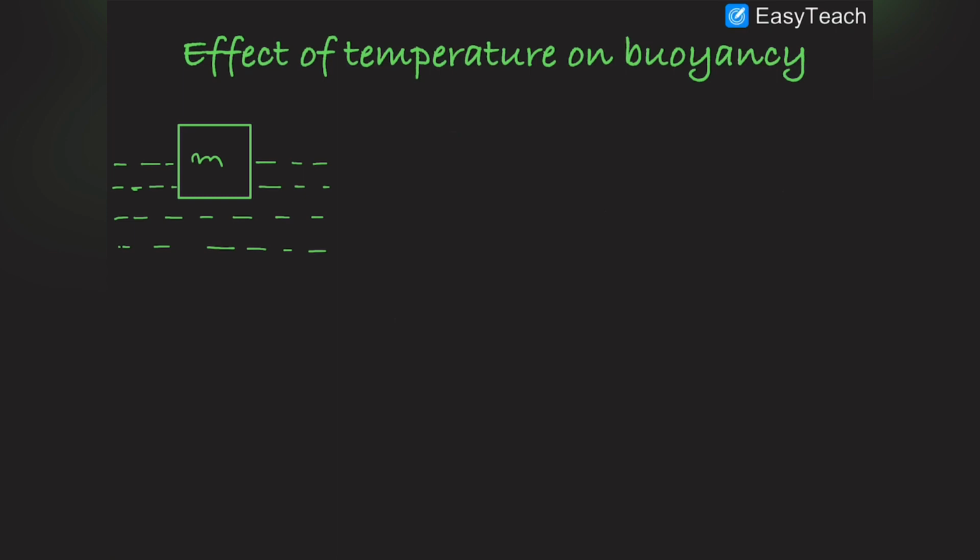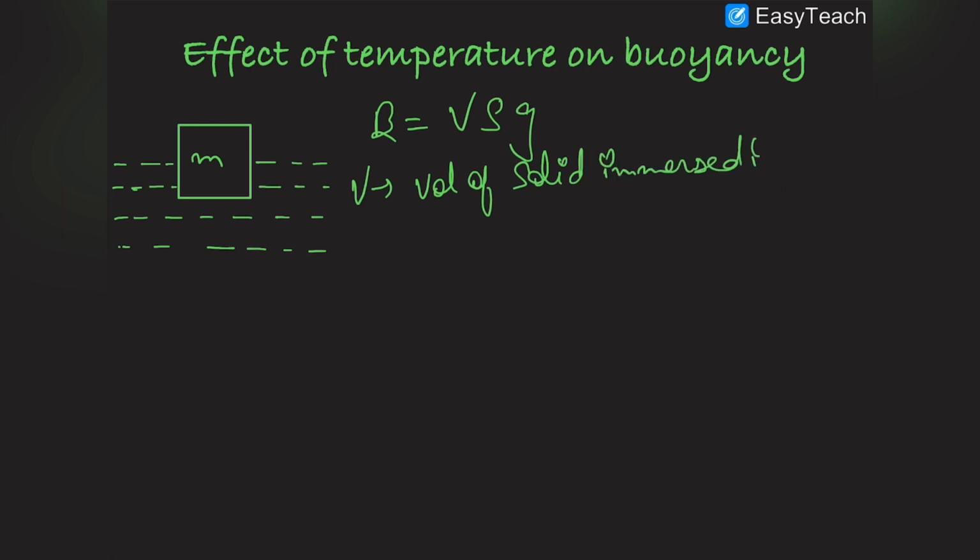We know that buoyancy is equal to V into rho into g, where V is the volume of solid immersed in liquid and rho is the density of liquid. So this is V and rho, and we have to find out the effect of temperature on buoyancy.